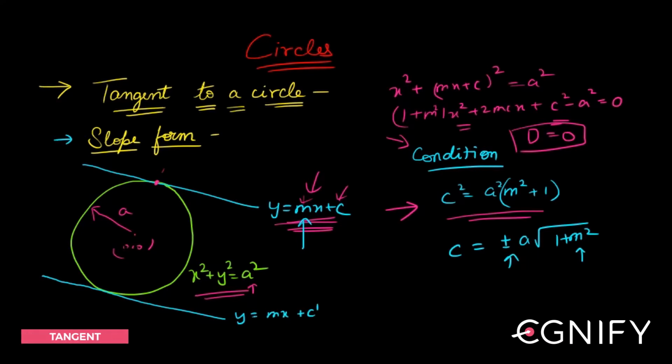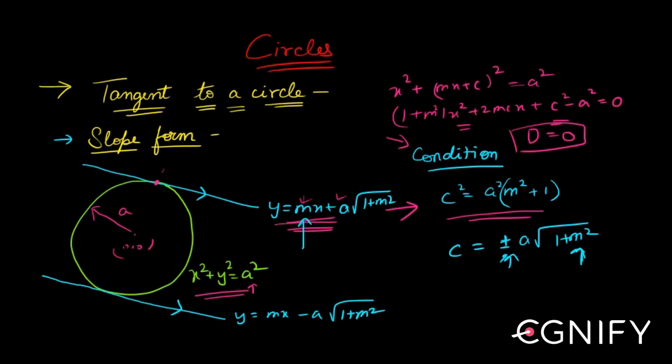So you'll have y = mx + a into under root (1 + m square), but at the same time, you'll also have y = mx - a into under root (1 + m square). That's why you have a plus or minus, because with the same slope, there are two tangents possible.